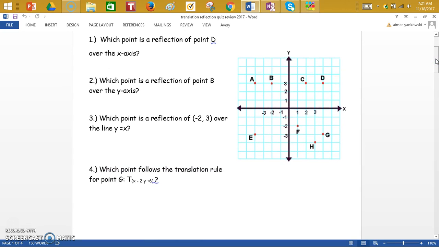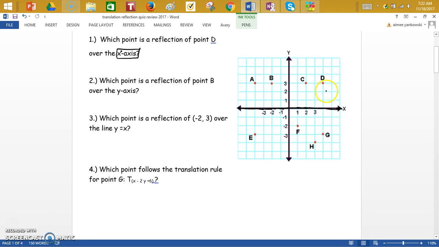It says, which point is a reflection of point D over the x-axis? It's going to be important on your quiz Tuesday that you make sure you identify what axis you're going over. So I would suggest you highlight. I know Mrs. Gandro provides highlighters. Or you box in to remind yourself, okay, I'm going over the x-axis. I need to reflect point D over the x-axis. So Miss Gandro would have you highlight the x-axis to remind yourself, okay, this is the axis I'm going over. So if I'm reflecting point D over the x-axis, which point will it become?